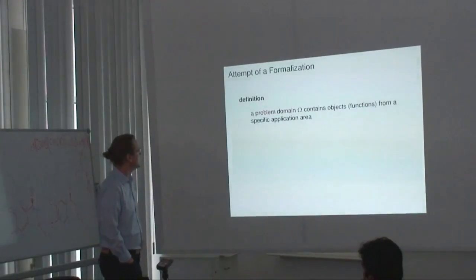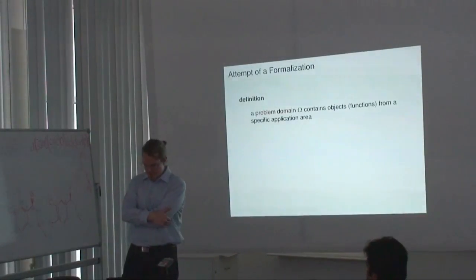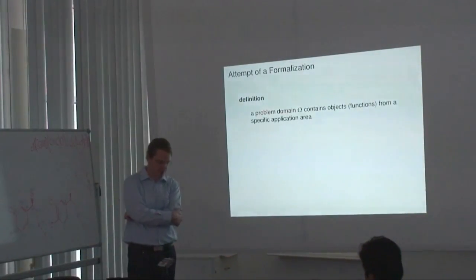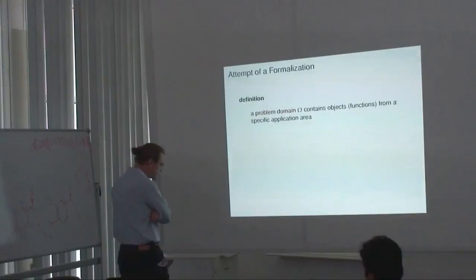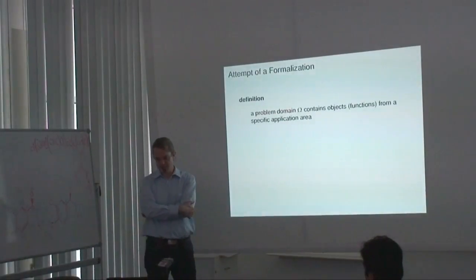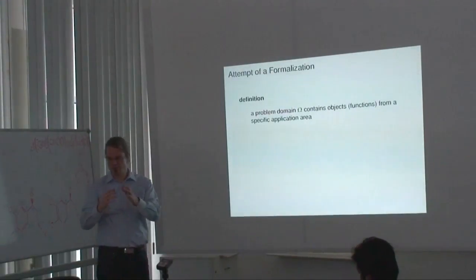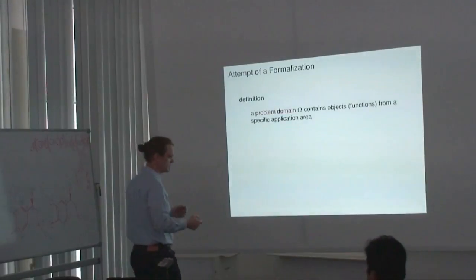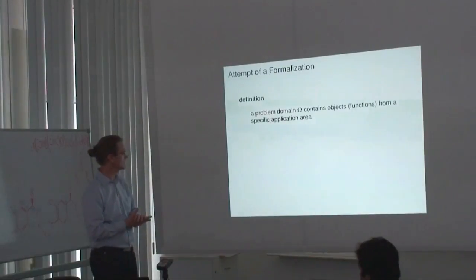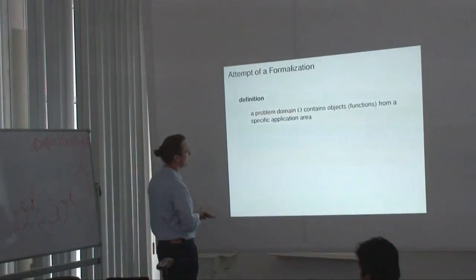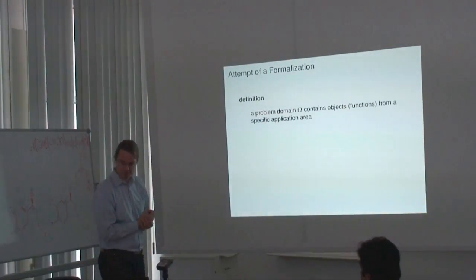And here is the next thing. Now that we have this definition of the perceivable universe in our bag, things are not much more precise, but we will now build upon what we have seen so far, and therefore it becomes more specific and less fuzzy. A problem domain, which I shall call omega, the Greek letter capital omega, contains objects and functions from a specific application area.